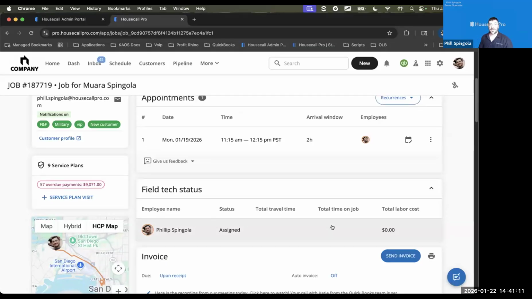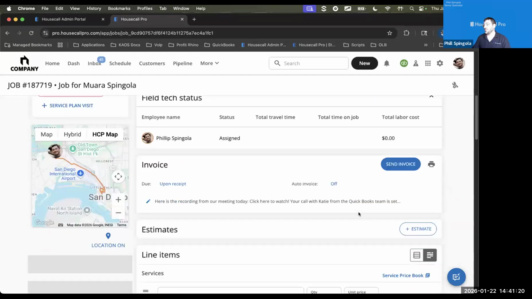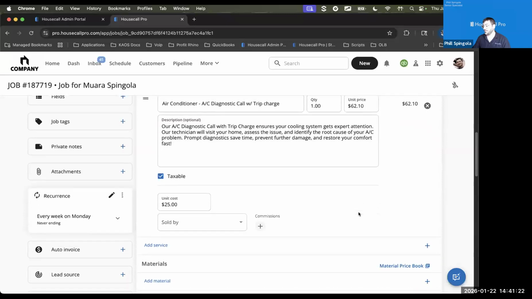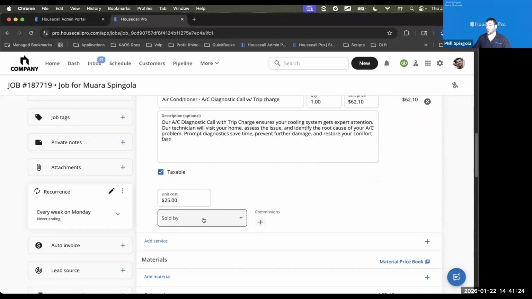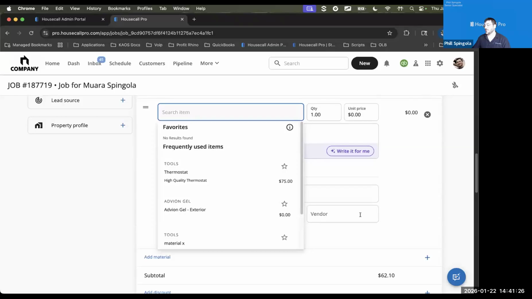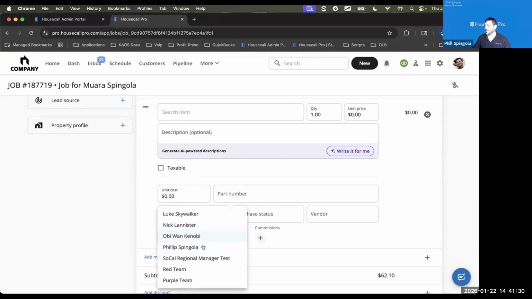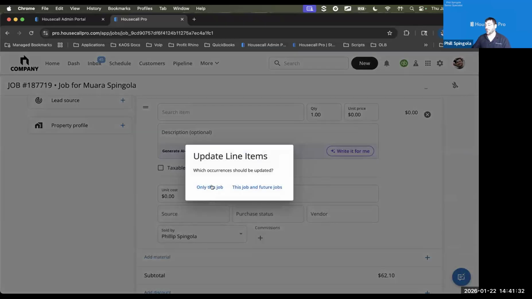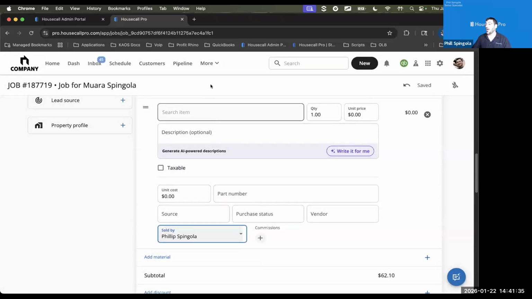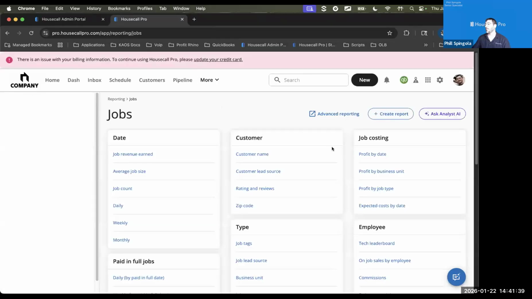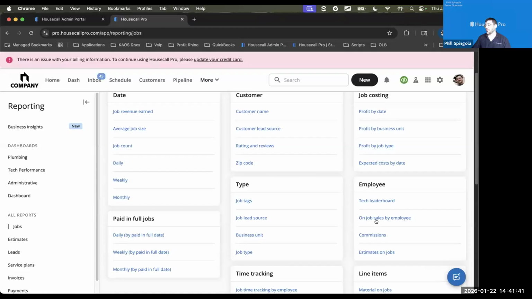So that's at least time performance. An example to track how many humidifiers a technician has sold: for each particular line item, there's going to be a sold by box. Same thing in materials. We can have a spot of who sold it. So if I say that I sold a particular material, now when I go into reporting, we have on-job sales by employee.